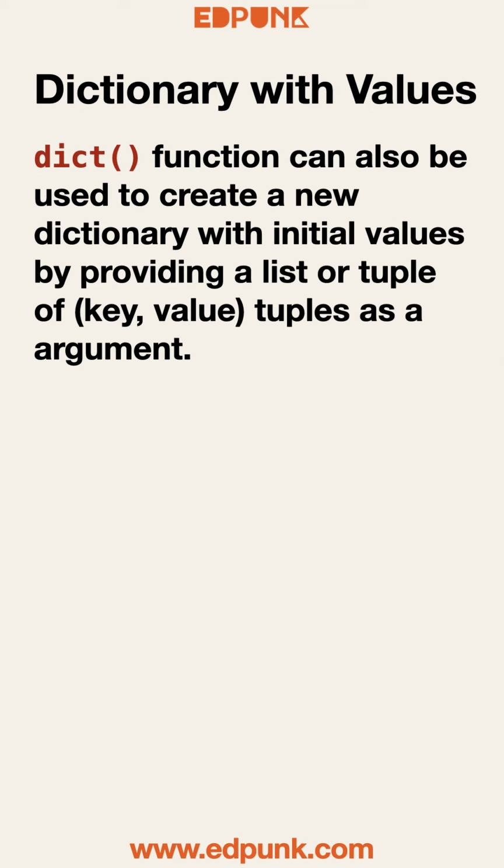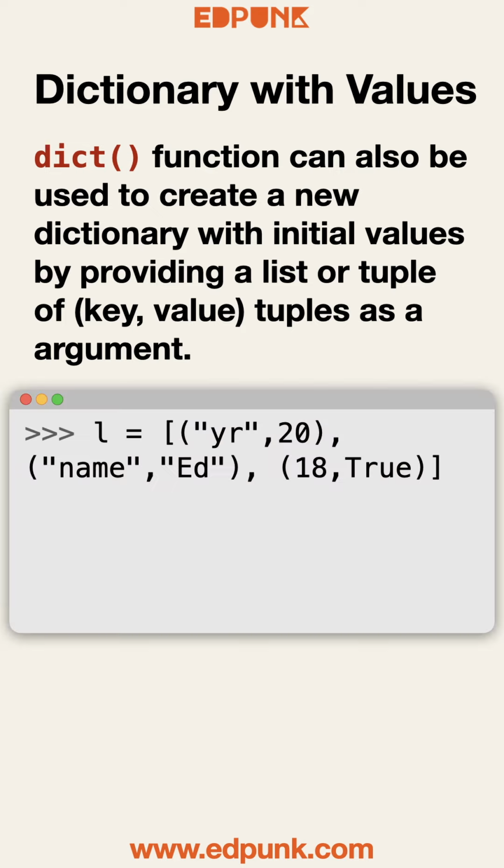When we pass a list or tuple of key value tuples to a dict function, it creates a dictionary containing these key value pairs. For example, let us create a list L containing 3 tuples: string yr, int 20; string name, string ed; and int 18, boolean true. Now, we can create a dictionary with these initial values by passing L to the dict function. Let us check out the created dictionary.